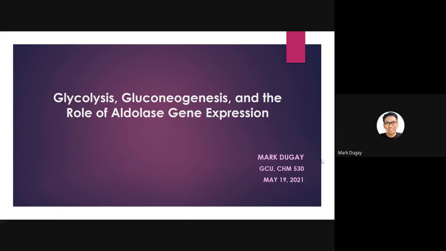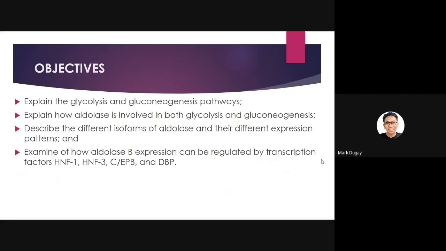In this presentation, we will be learning about glycolysis, gluconeogenesis, and the role of aldolase gene expression. After this teaching learning process, we can explain the glycolysis and gluconeogenesis pathways, explain how aldolase is involved in both glycolysis and gluconeogenesis, describe the different isoforms of aldolase and their different expression patterns, and examine how aldolase B expression can be regulated by transcription factors HNF1, HNF3, CEBP, and DBP.